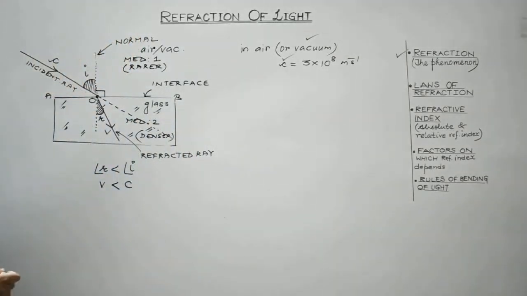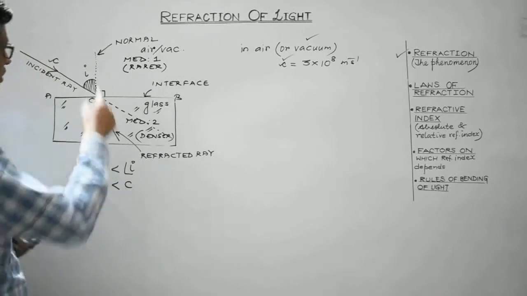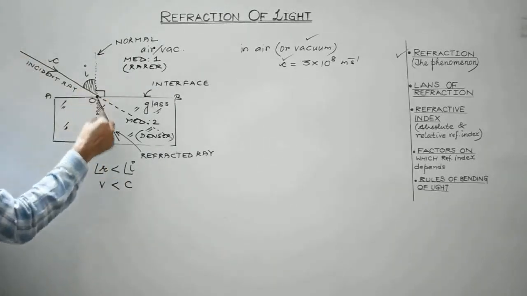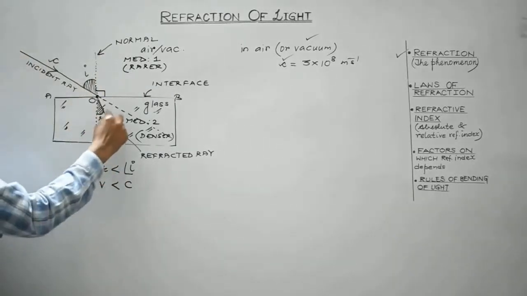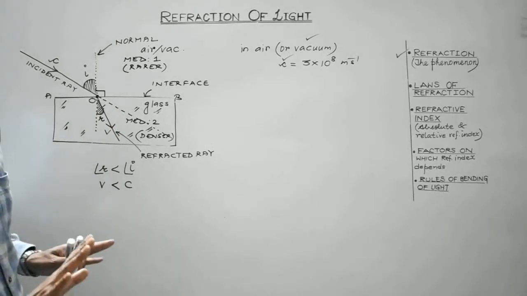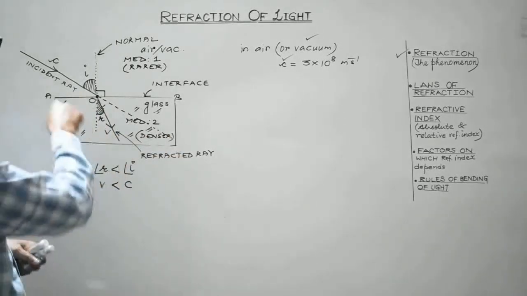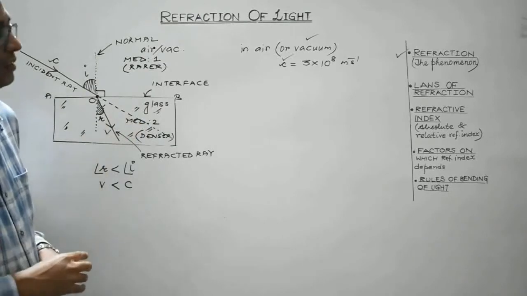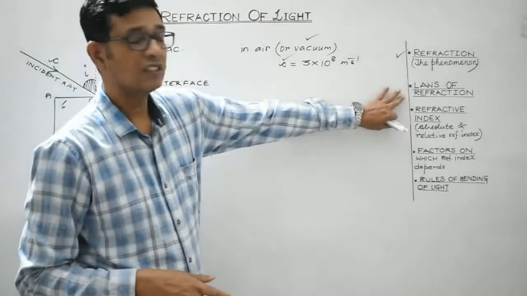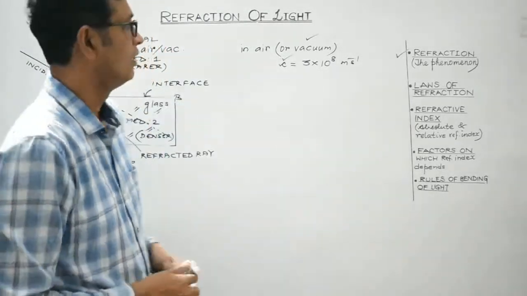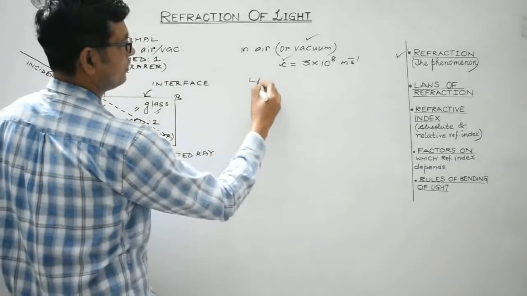So let's proceed further. We have also discussed some technical terms: normal, incident ray, refracted ray, angle of incidence, angle of refraction. Understood? So these are the technical terms involved. AB is the interface. Now let's discuss the laws of refraction. So there are two laws.